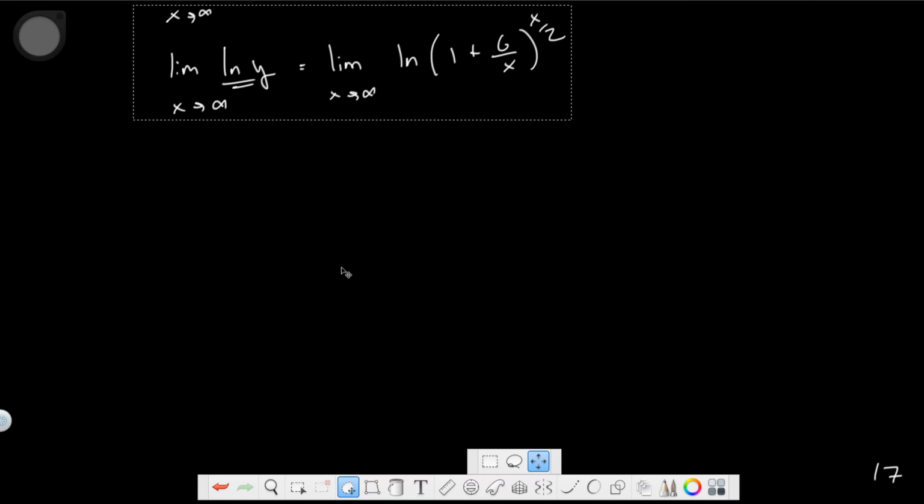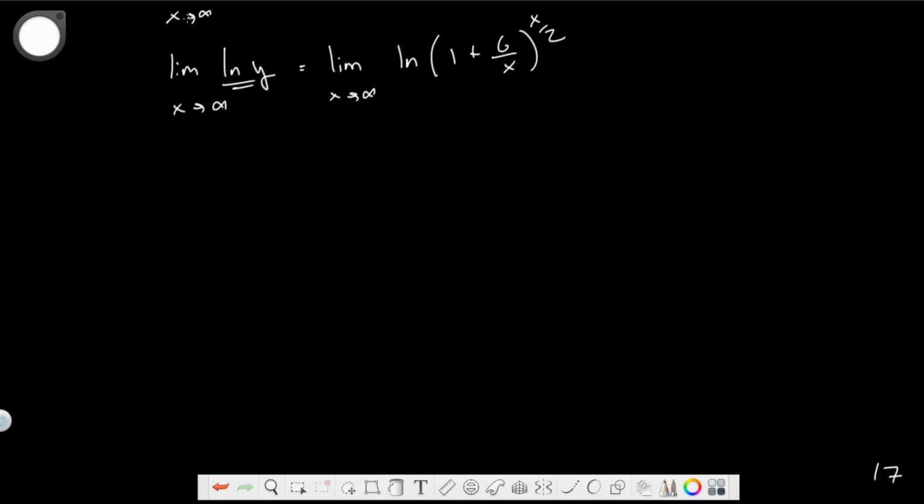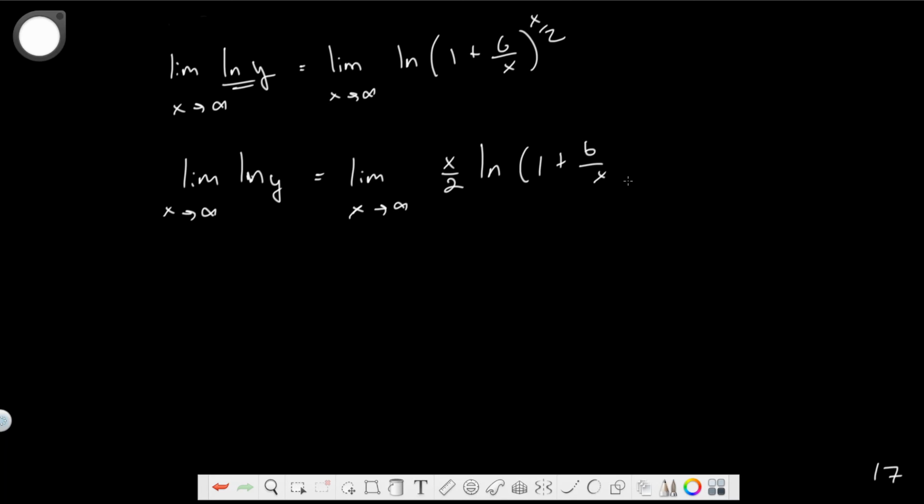And I'm just going to go ahead and get rid of that. I don't want that. Come on, eraser. There we go. All right. I now have the ability to bring down that x divided by 2, the limit as x approaches infinity of x divided by 2 times the natural log of 1 plus 6 over x. Not to the x squared, I brought it down.